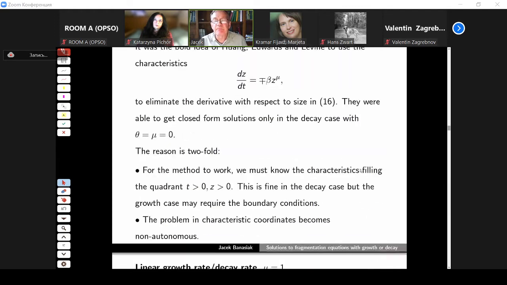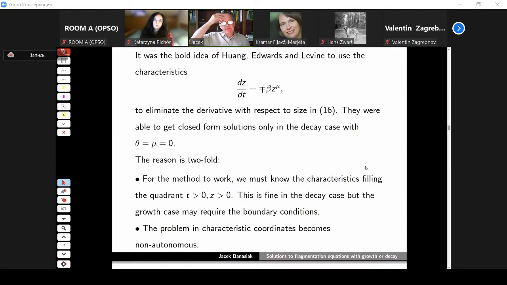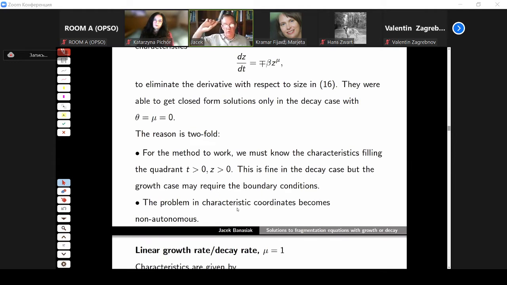The reason why this idea doesn't always work is that to use the characteristic method, we must know that the characteristics which we build are filling the whole quadrant z bigger than 0 and t bigger than 0. Because the whole problem is posed in the first quadrant. In the decay case, where they got the closed form solution, this is fine. But if you consider the growth case, then the problem requires boundary conditions. The other problem is unfortunately that if you change the system into characteristic coordinates, then the system becomes non-autonomous.